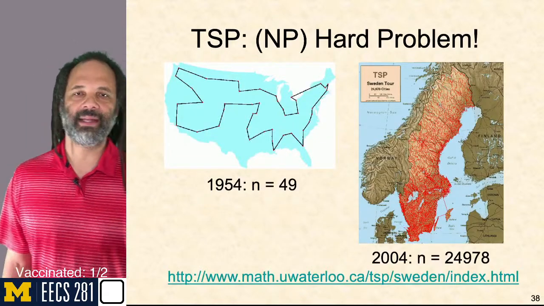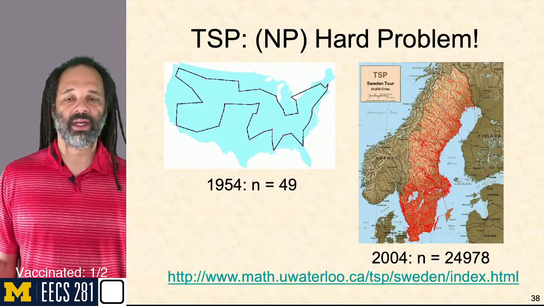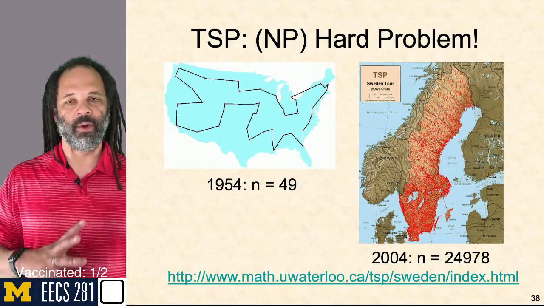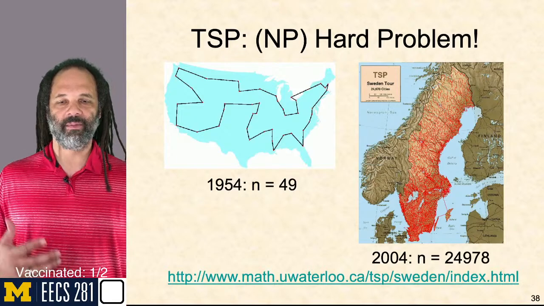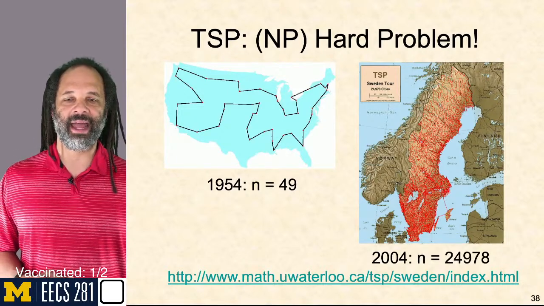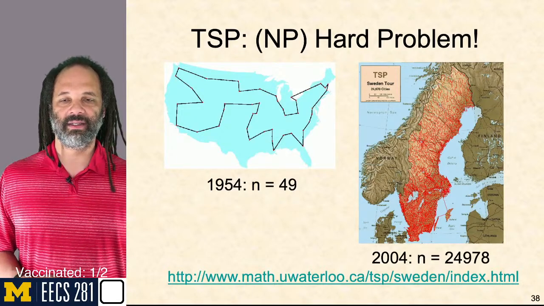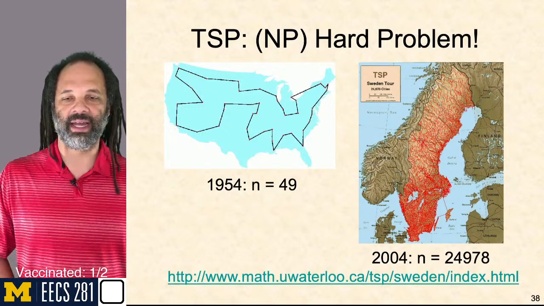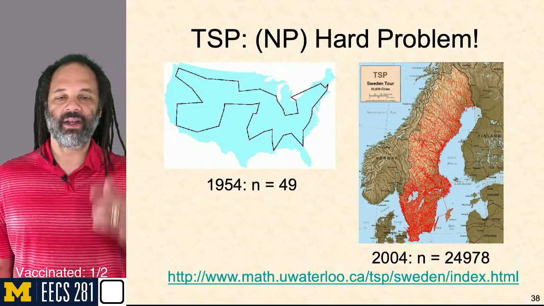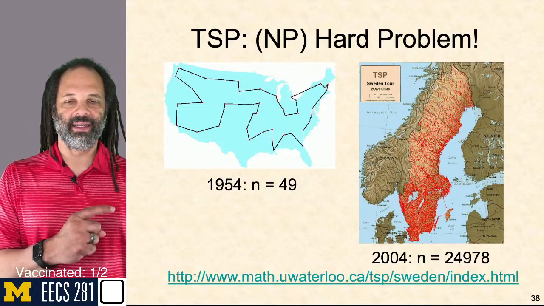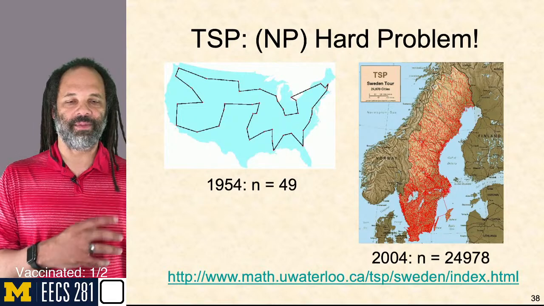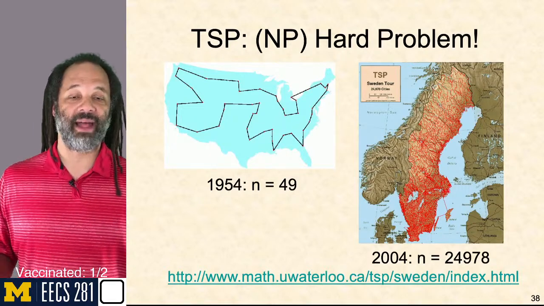As we look at TSP over the years, we see that in 1954, the state-of-the-art competition-winning TSP solver was able to pull up about 49 different vertices. This is a trip across the United States. 50 years later, with much more computing power, we've got this trip through municipalities in Sweden.